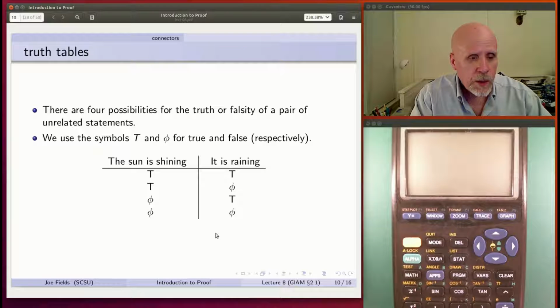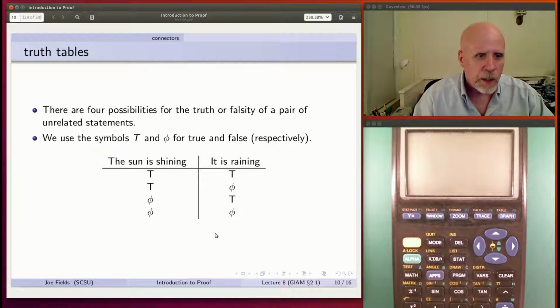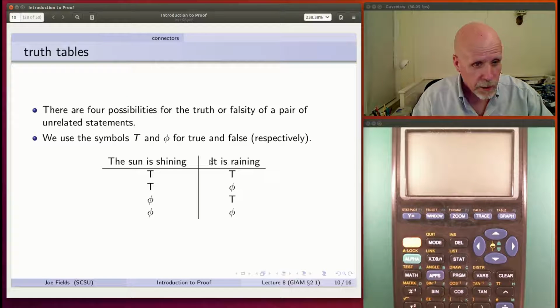So here is a truth table illustrating all the possible outcomes for 2 sentences. One sentence is the sun is shining. The second sentence is it is raining. The first line of this table has both of those true. Of course, that never happens, right? Has anybody ever seen a sun shower? Yeah, it actually does happen. It's rare, but you can have the sun out and rain coming out of the sky.